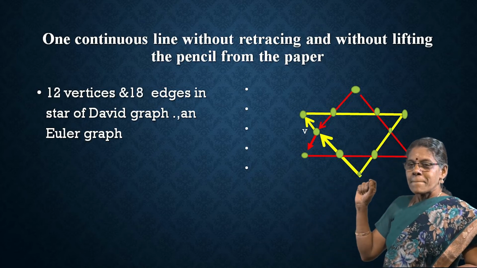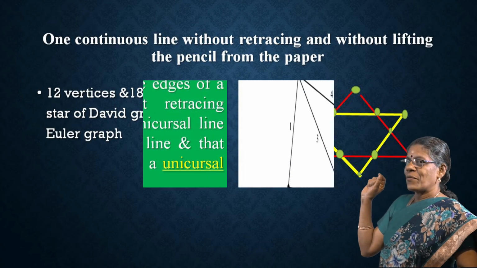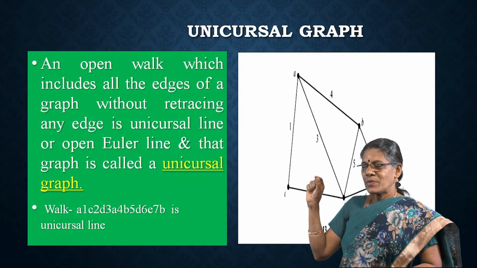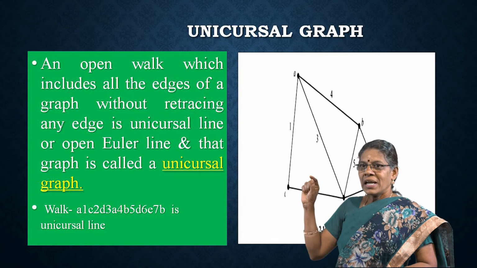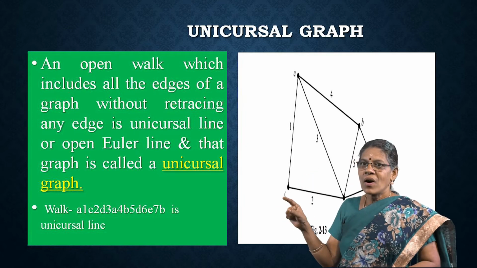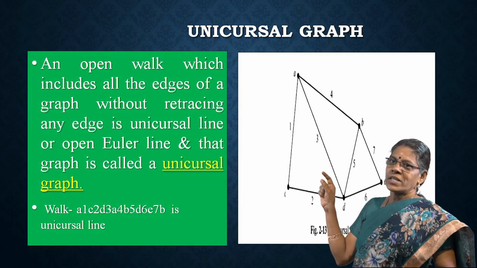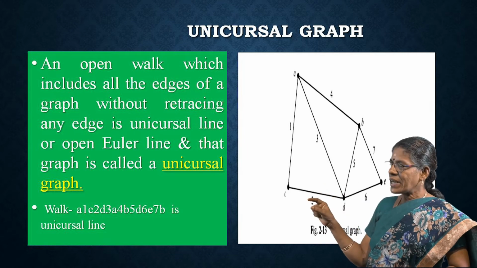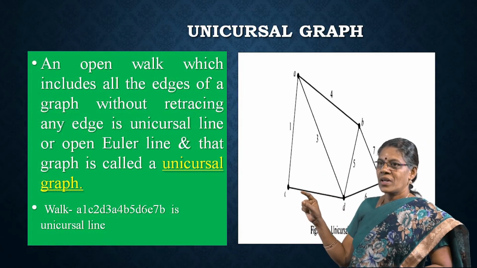Next, unicursal graph. What is meant by unicursal graph? Again, it is an open walk which includes all the edges of a graph without retracing any edge.